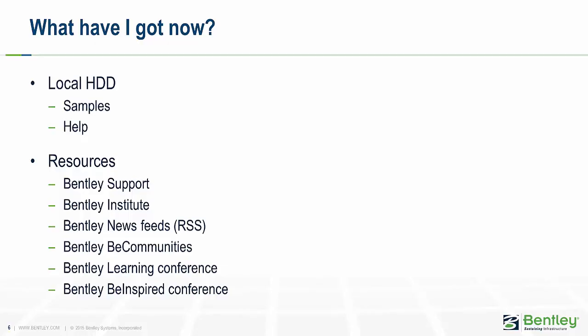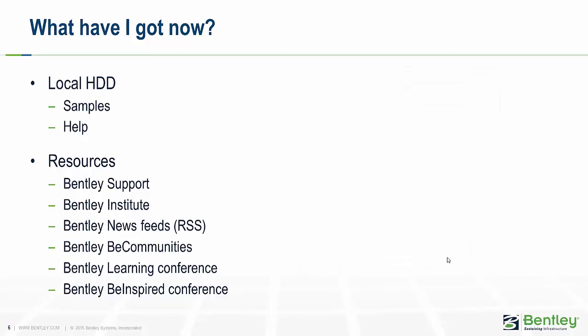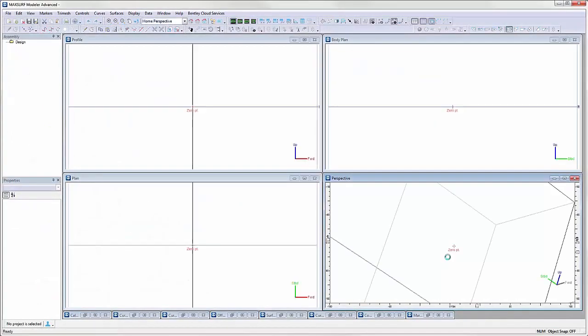So I'll launch the application. When you start the application, by default the license selection dialog will be shown at startup. This can be turned off if you like, and this allows you to choose exactly which license you want to run the software under. So I'll just click OK there and the application will start. So here's the blank application.